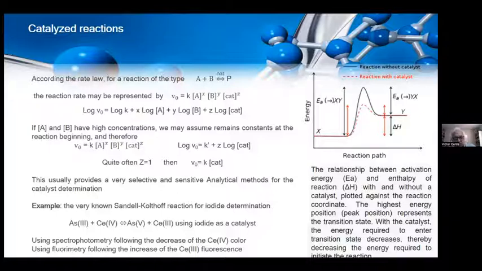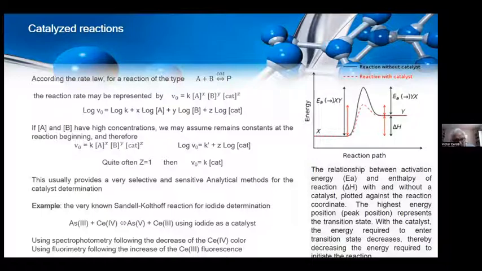You can see the logarithm of the speed is linear in front of the logarithm of the concentration of the catalyst. Quite often, the order of the reaction for the catalyst is 1, then the calibration curve is quite simple because you can represent the speed, or the slope, in front of the concentration of the catalyst.